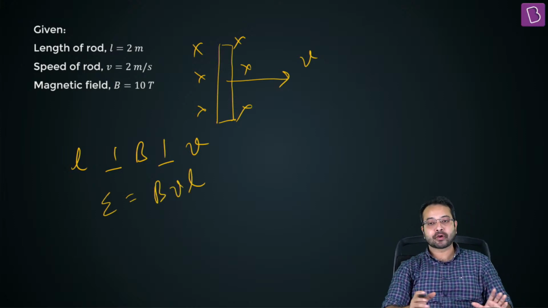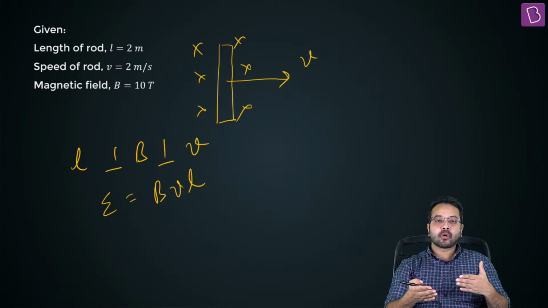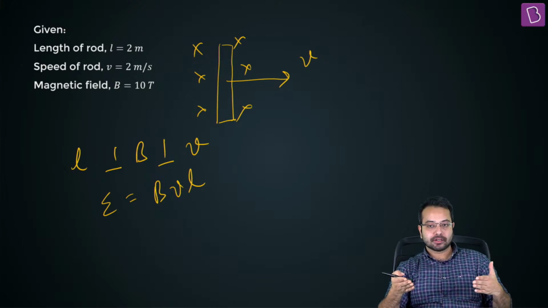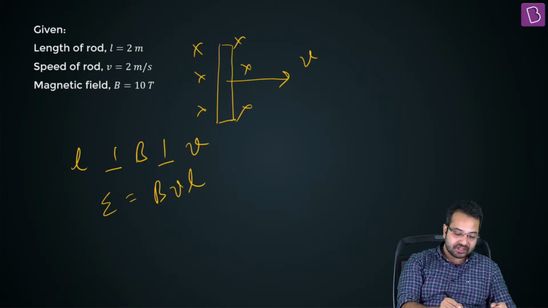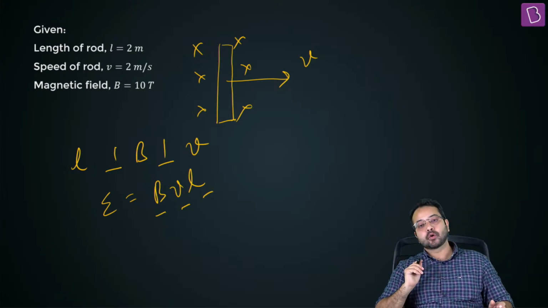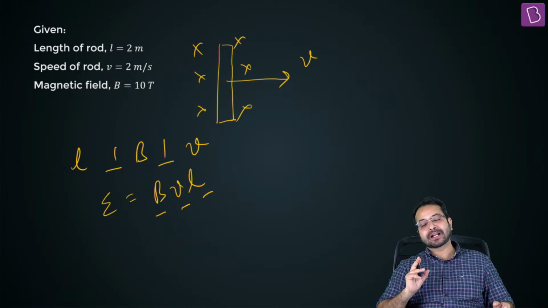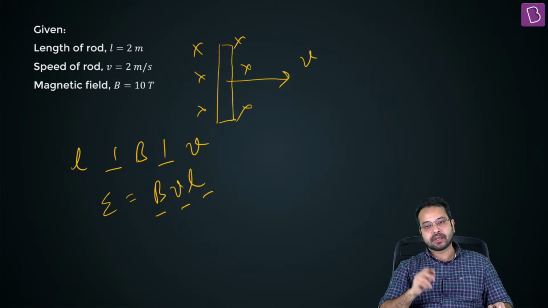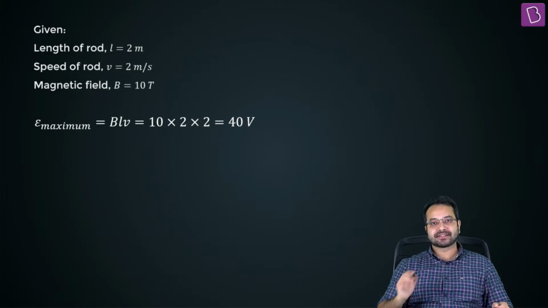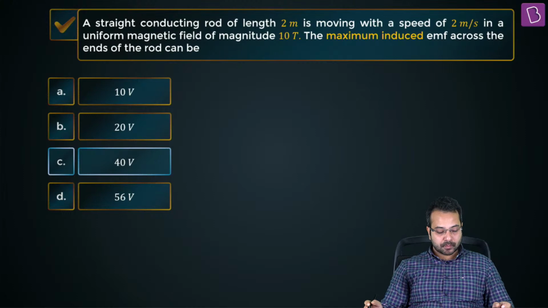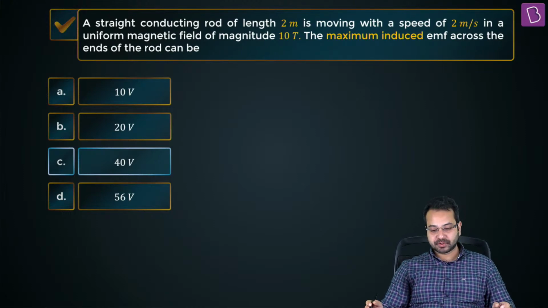This is the maximum. If any of these quantities are not perpendicular, then we'll have to take components and that is going to reduce the value of either B, V or L. So the maximum EMF induced that can be possible is BVL. So we do the substitution and we get 40 volt as the correct answer. So option C is going to be the correct option.